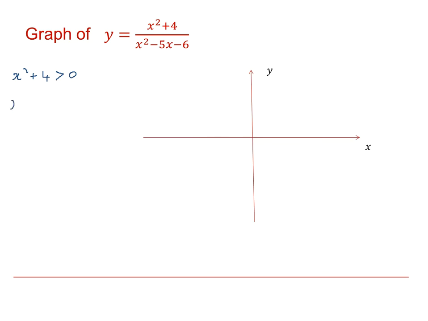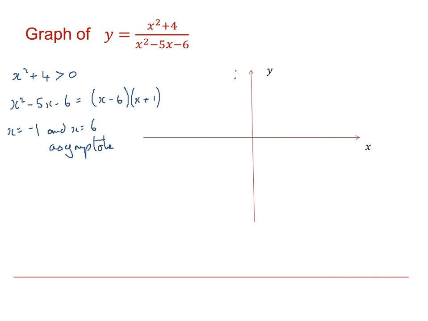x squared minus 5x minus 6 is equal to x minus 6 and x plus 1. So therefore we've got vertical asymptotes at x equal to negative 1 and x equal to 6. So these are the asymptotes.